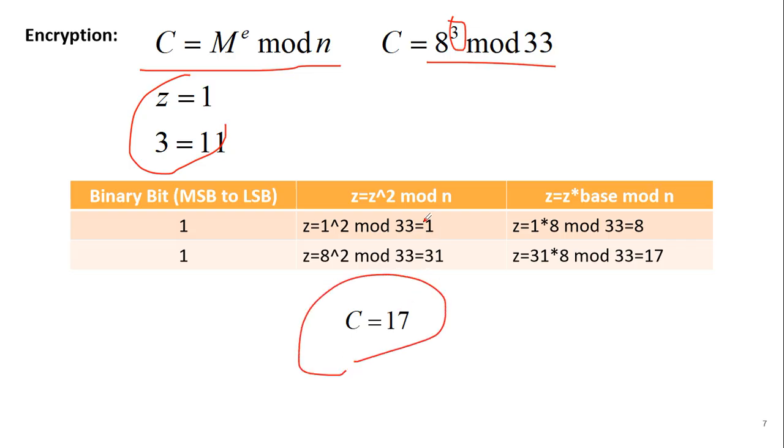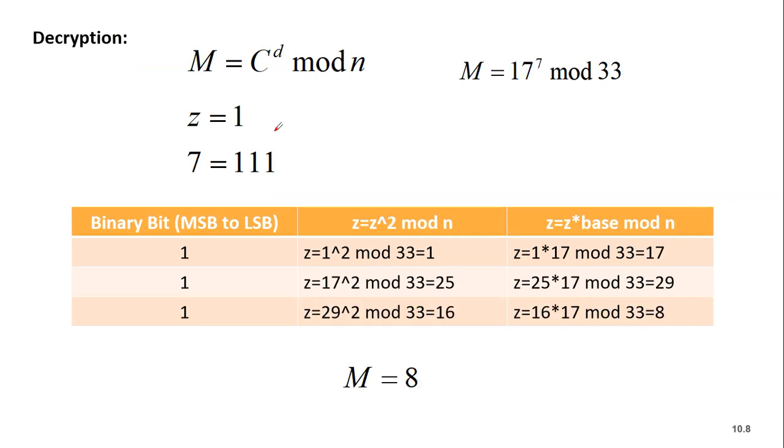Now we want to do the decryption. For decryption the formula is the same, only E is replaced by D, M is replaced by C, and C is replaced by M, because it is a decryption process. So for decryption, C raised to D mod N, where N is 33, C is 17 the cipher text, and D is our 7. So in this way we can calculate. Here we are calculating with the square and multiply algorithm.